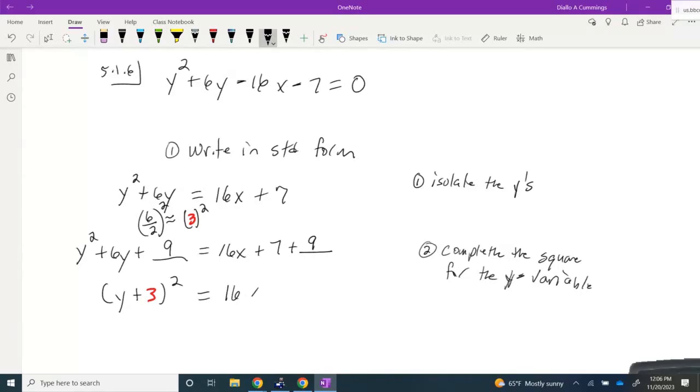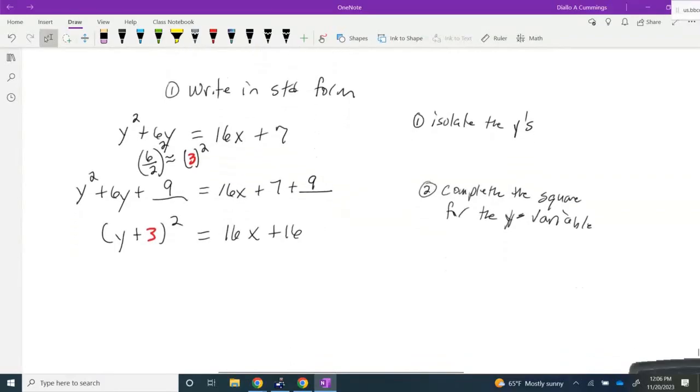That's equal to 16x and 7 plus 9 is 16, right? Plus 16. So we have the left-hand side where we want it. But for the right-hand side, we've got to write this as 4 times something times x. Right. So I'm going to bring down the left-hand side, y plus 3.